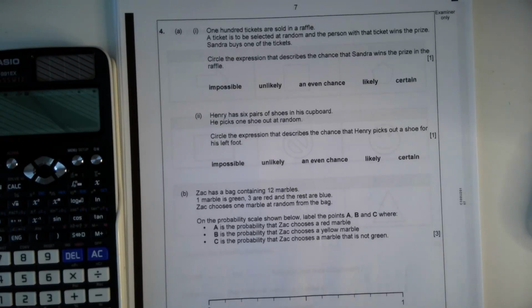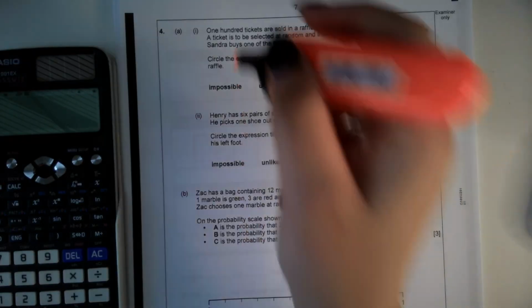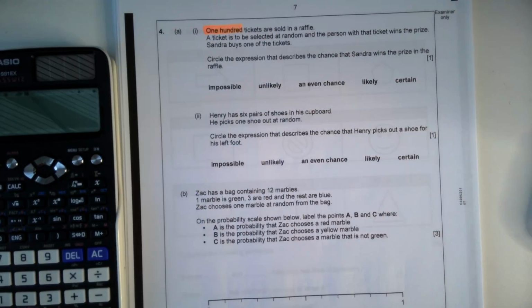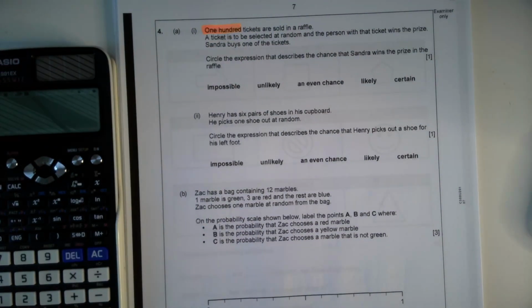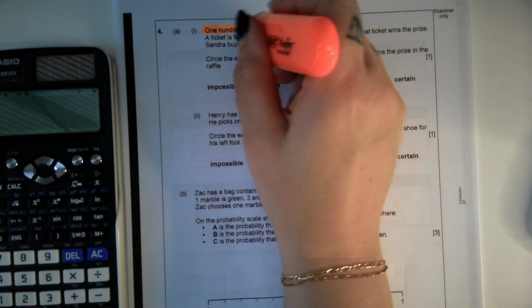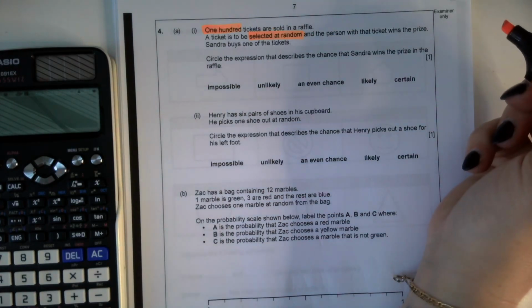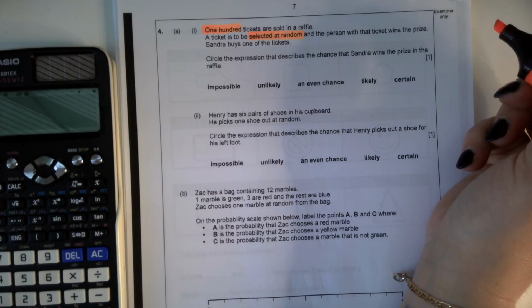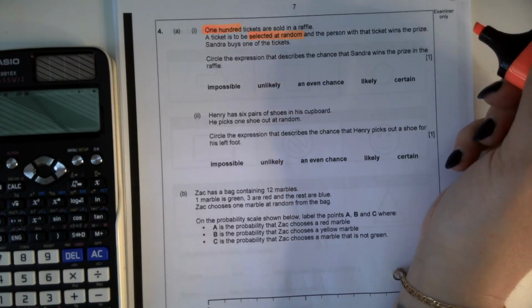Question 4. A. 100 tickets are sold in a raffle. A ticket is to be selected at random and the person with that ticket wins the prize. Sandra buys 1 of the tickets. Circle the expression that describes the chance that Sandra wins the prize in the raffle.